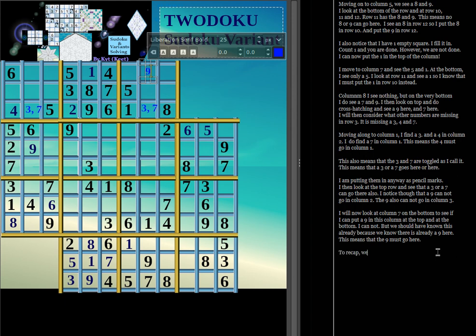To recap, we cannot put a 9 in any other column because those columns already have a 9, or the bottom 3 by 3 grid already has a 9, and it is part of the 2 by 2 grid.